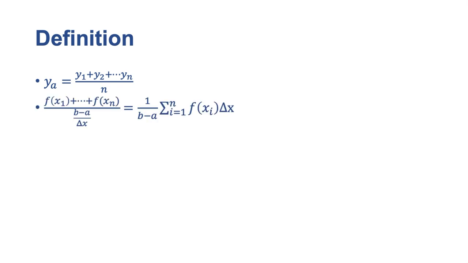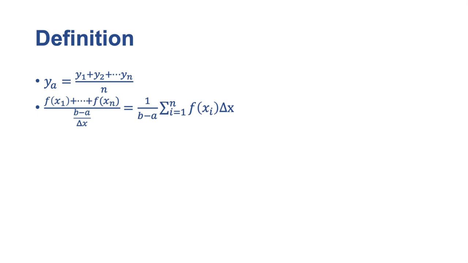So first, let's define what I mean by the average value of a function. If I want to find the average value of some line, then I'm going to take all of the y values that I have over a given distance, and then divide it by the number of subunits I've divided that distance into. Now in function notation, we can rewrite this as f of x sub 1 plus dot dot dot all the way up to f of x sub n over (b minus a) over delta x.